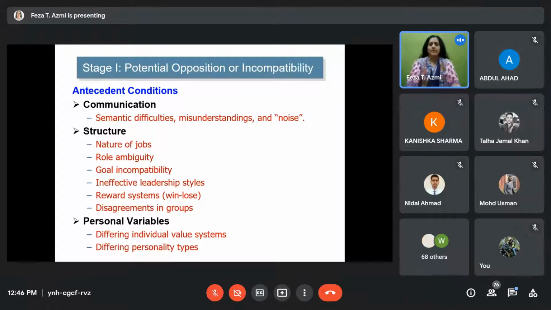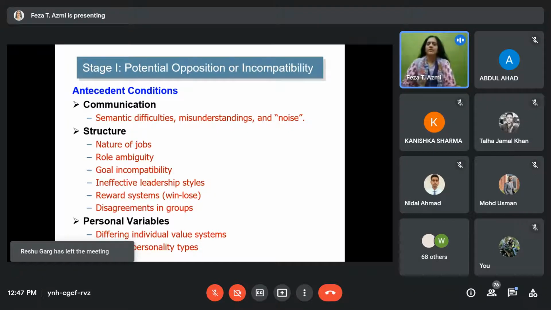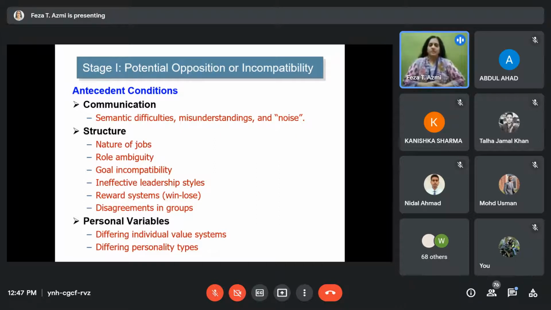Conflicts may happen because of structural issues, like the nature of the job. You are not comfortable with your job, or the way it has to be done, or the process, or the role. I discussed role: there is role incompatibility, there is role ambiguity, there are no clear role expectations. There is goal incompatibility. Leadership styles are not very effective. The reward system is not very promising or incentivizing. Disagreements exist in the way groups have been designed. So structural issues are again an important factor that could lead to conflict.